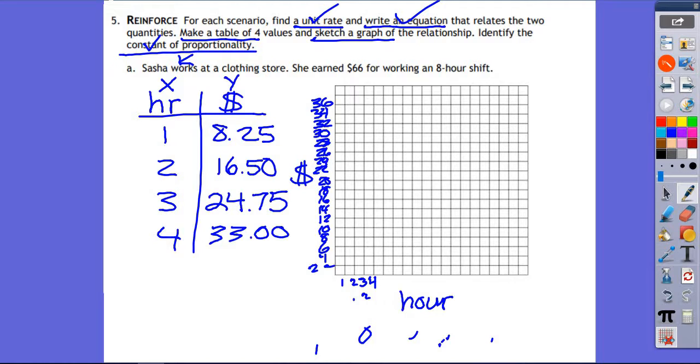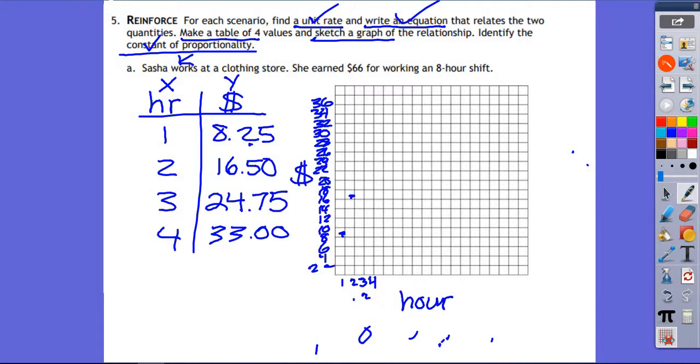All right, so I am ready to graph this. When x is at a 1, x is down here, how high do I need to go for the y? What is my y when x is 1? 8.25. So I need to go past the 8 just a little bit and put a point. My calibration is off a bit, so my point is off. Then 2, I need to go to 16.50. Goodness, my calibration is off big time.